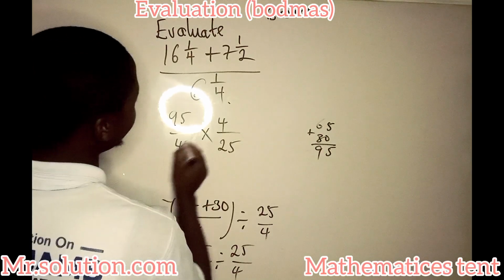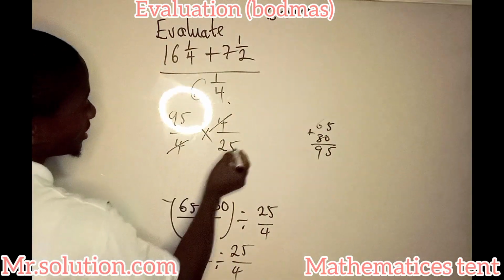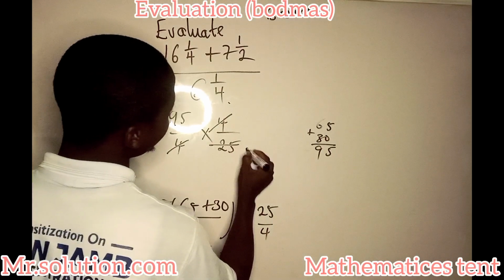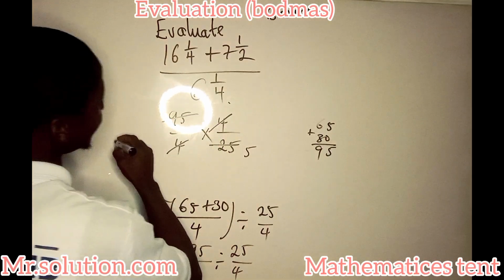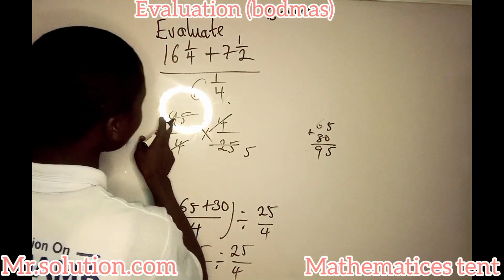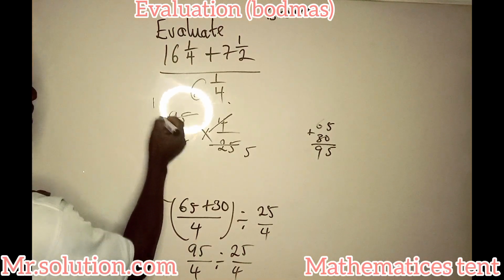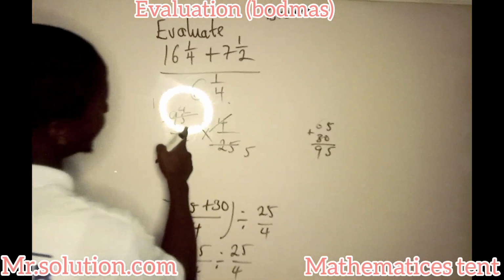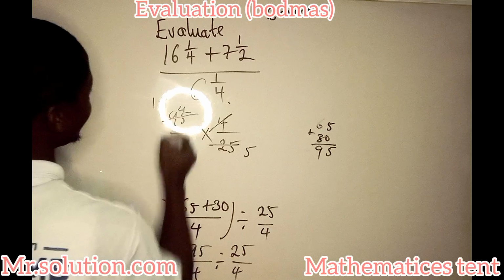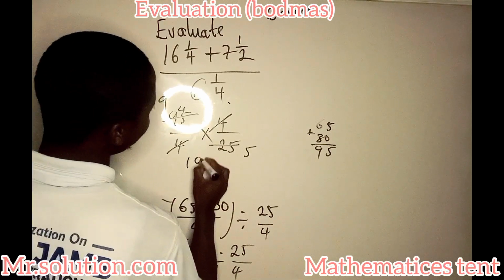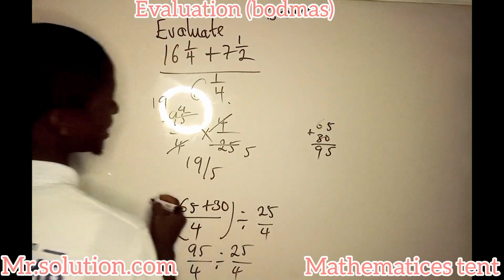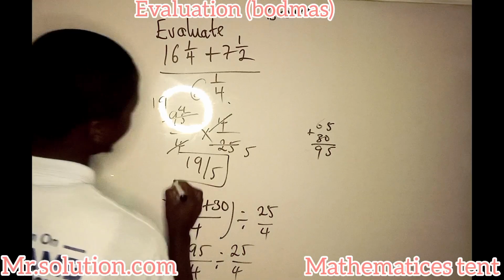So what do we do? This 4 can take out this 4. Let's divide 25: 5 in 25 is 5. 5 in 95: 5 in 9 gives us 1 remainder 4. That's 45, and 5 in 45 is 9. We are left with 19 all over 5. Is there anything we can do next? No. So this becomes our final answer.